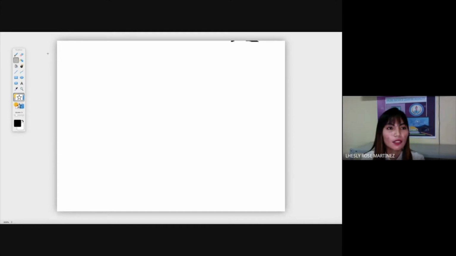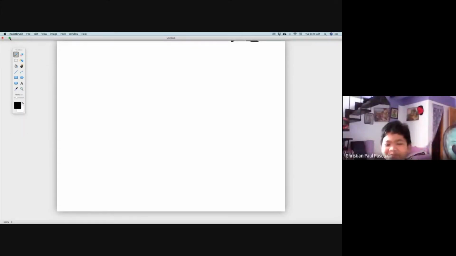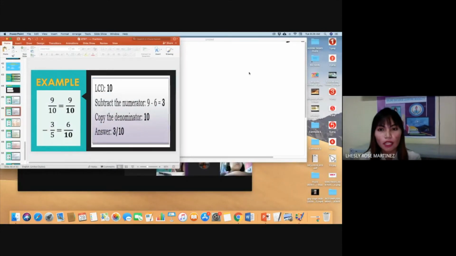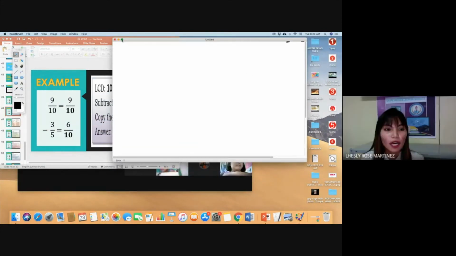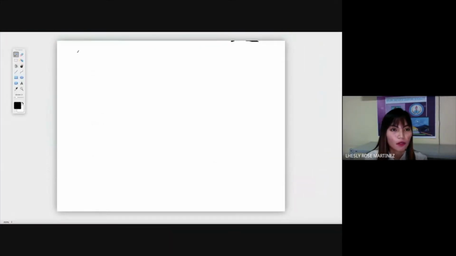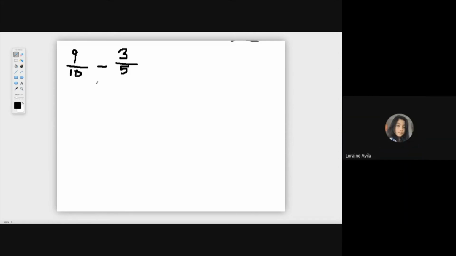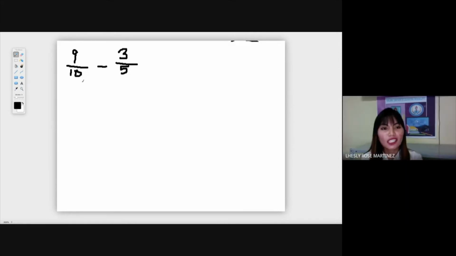Okay, let's have another example. Yes, ma'am. Okay, second example. We have 9/10 minus 3/5. Similar or dissimilar fraction? Similar. Okay po. So, since this is dissimilar fraction, what is the first thing that we need to do? LCD. Find the LCD.